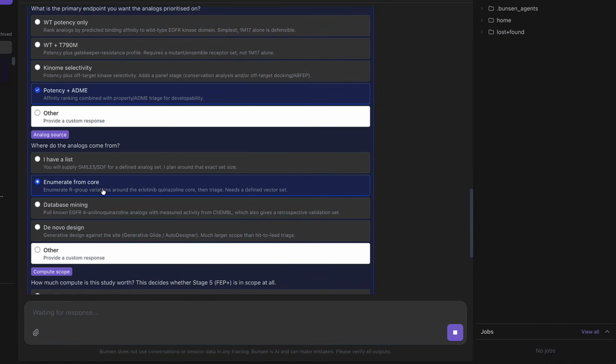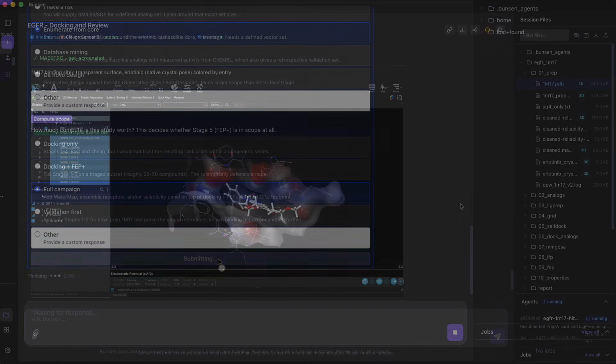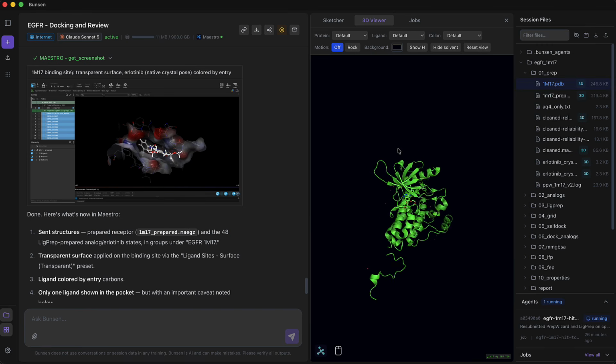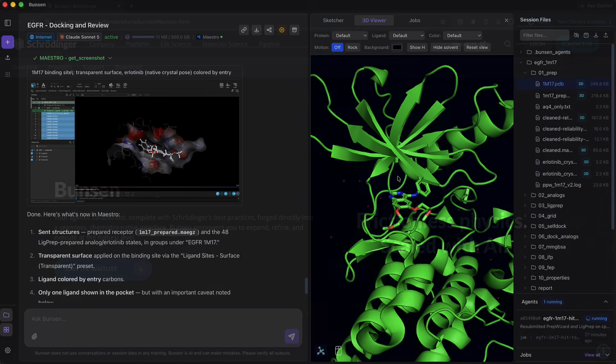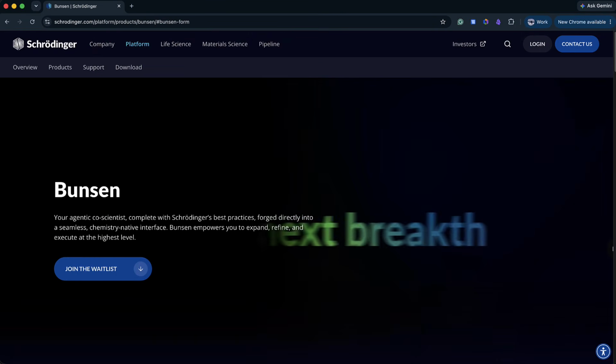Unlike general-purpose AI systems that retrieve and summarize existing information, Bunsen executes Schrödinger's validated physics-based methods. Bunsen is now available in early access to select customers, with full commercial release expected by the end of 2026. Visit schrödinger.com/Bunsen to learn more.